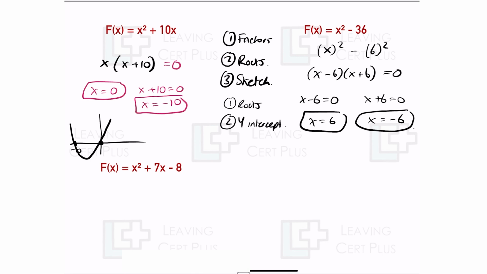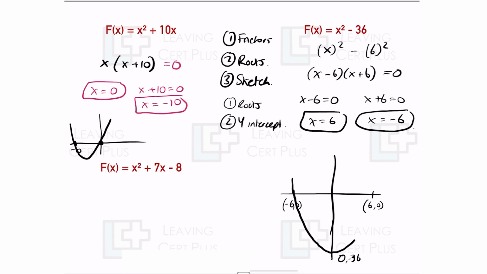So to draw a sketch, you could say, well, there's minus 6, 0, and that's 6, 0. And then your y-intercept, where it crosses the y-axis, is minus 36. So down here. So that's going to be 0, minus 36. So drawing a quick sketch, it might look something like this. It's only rough. Like that.